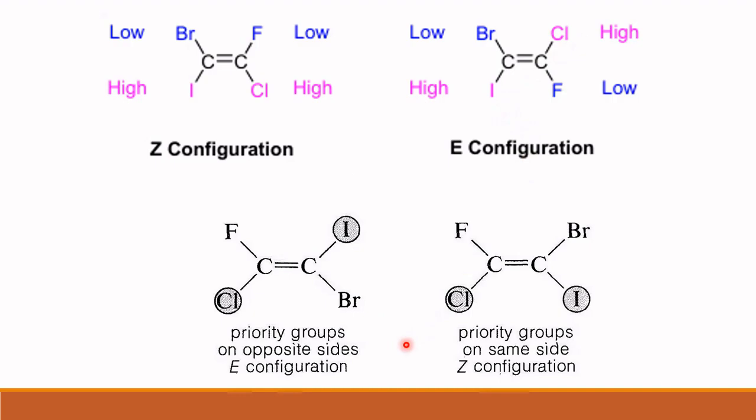And there is another example. So here this is the carbon-carbon double bond. The atoms present on this carbon atom are fluorine and chlorine. So chlorine gets the highest priority, and for this carbon atom, iodine and bromine, iodine gets the highest priority. If the highest priority groups are on opposite sides of the double bond, then the configuration is E. In this example, the highest priority groups, that is the chlorine and the iodine, are on the same side of the double bond, so the configuration is Z.